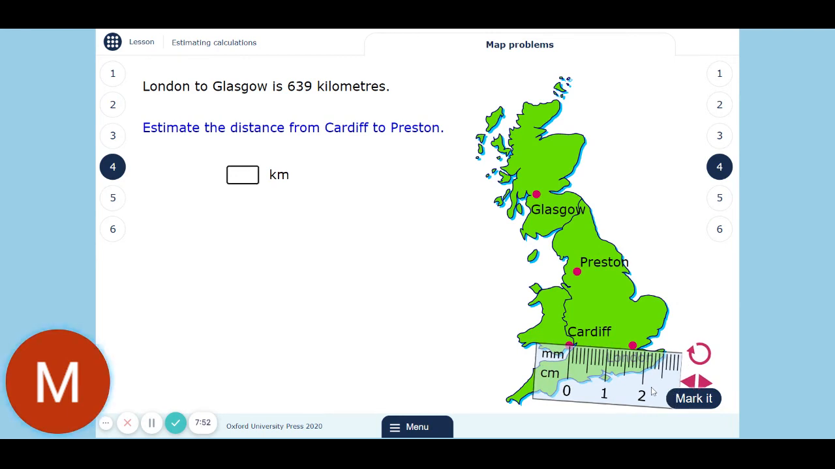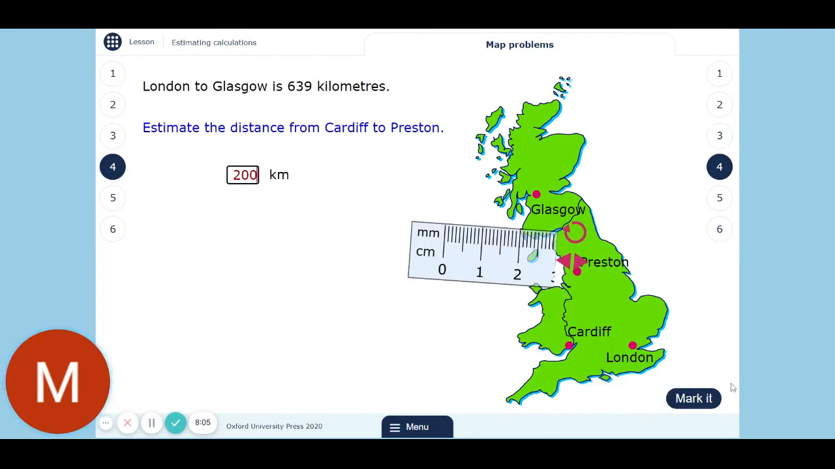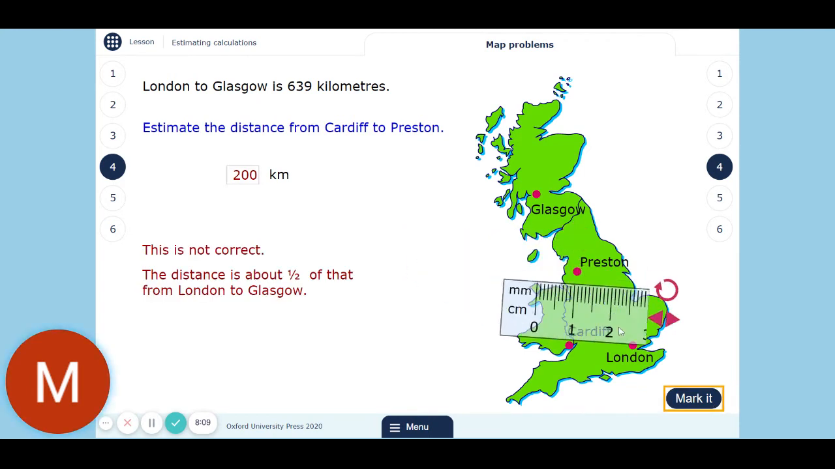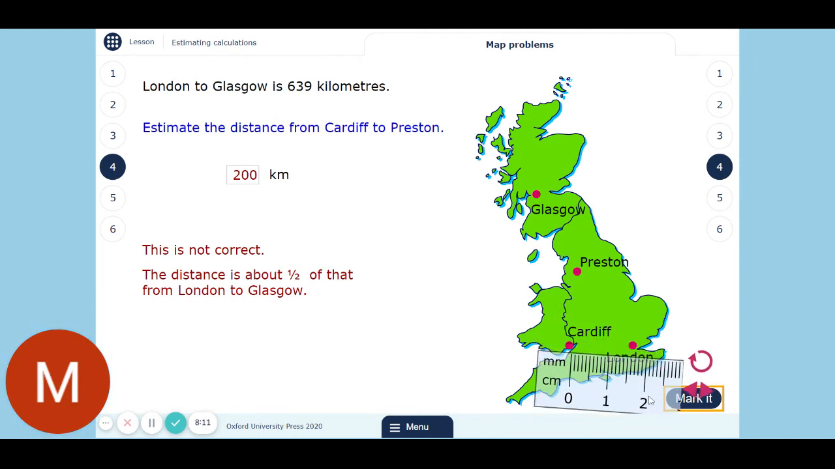It's about 1.5. So I'm just going to estimate and say, well, it's about 3 times less, so maybe 200 instead of 600. Okay, they reckon it's about half. That's not what I got when I measured it.